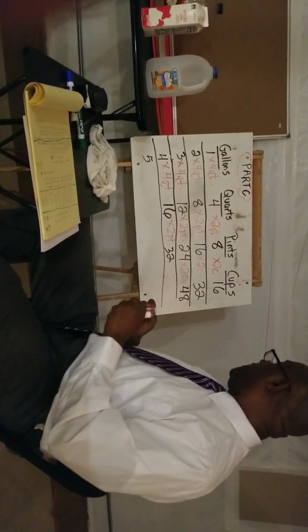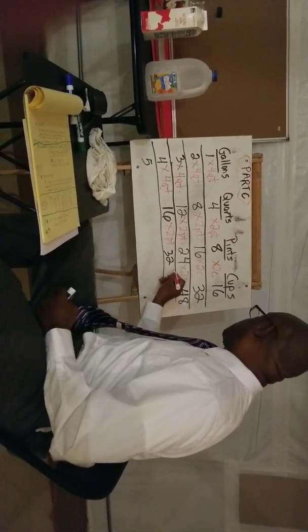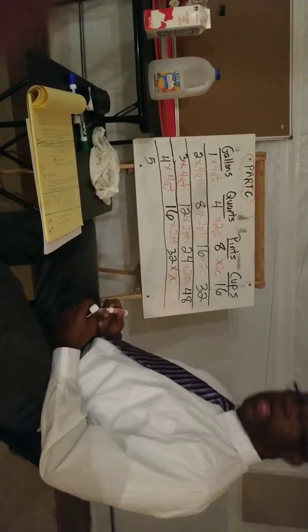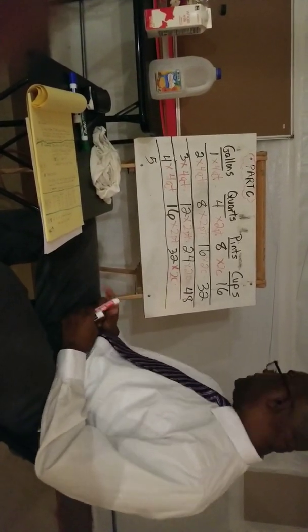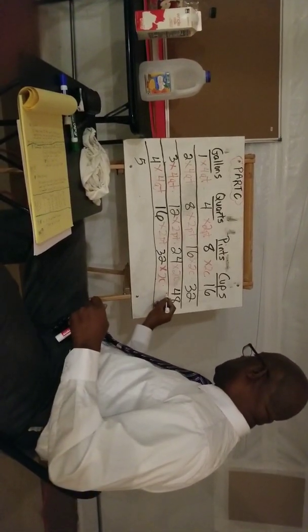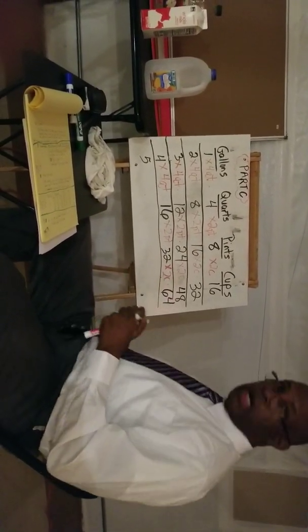Well, we know that there are 2 cups in every pint. So how many cups would that be? 32 times 2 cups. That would give you 64 cups.